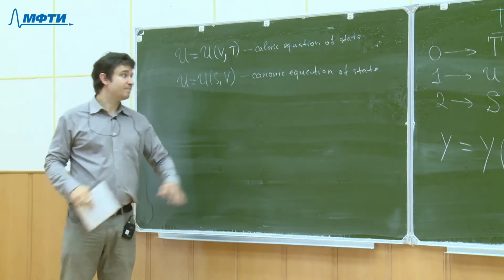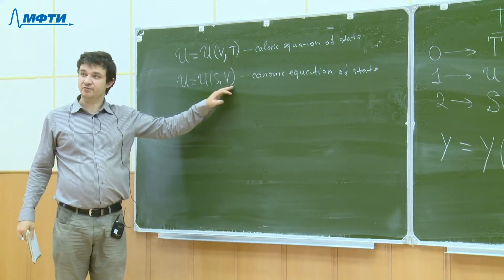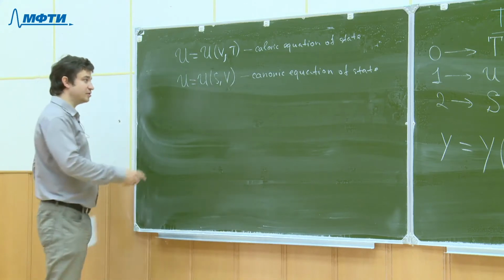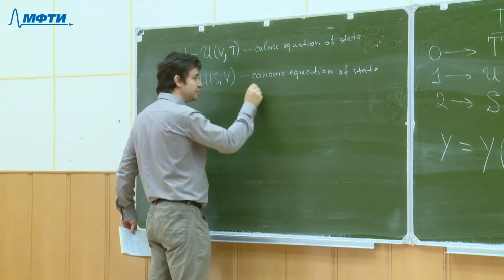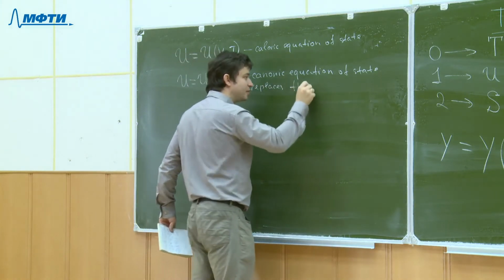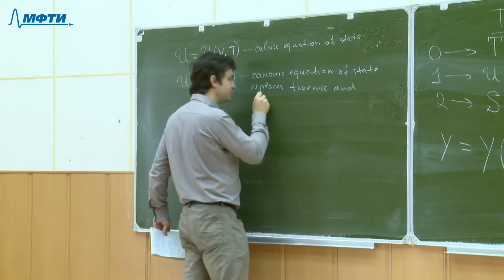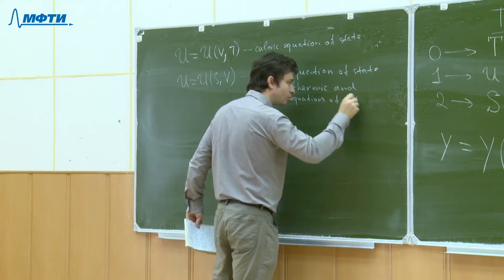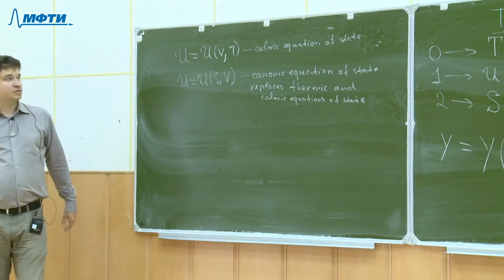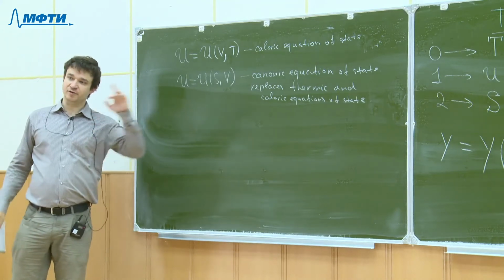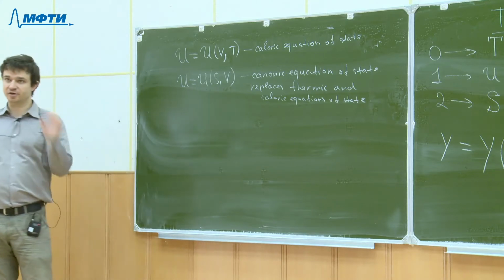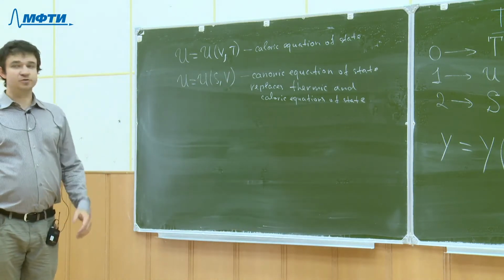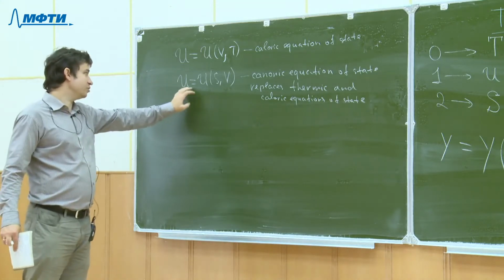And the main feature of this equation is that one canonic equation of state replaces two equations of state for the matter. So canonic equation of state replaces both thermic and caloric equations of state. So I have said previously that for any substance you may have two equations of state, but when you have a canonic equation of state, you can have only one equation which is sufficient to replace the previous two. And now I'm going to prove this for this particular equation for u as a function of S and V.